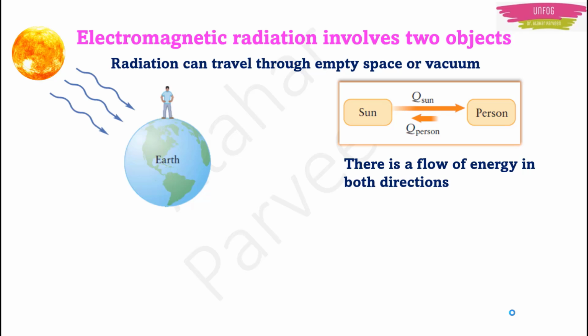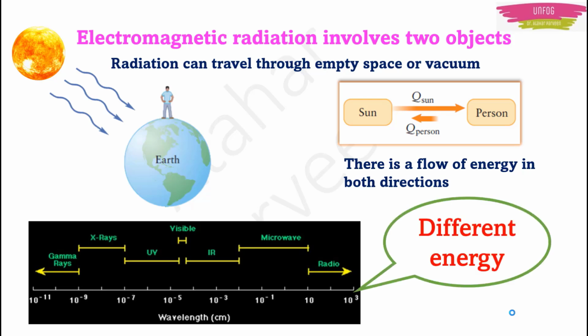Now this radiation has different forms and different types of energies. These could be gamma rays, X-rays, UV, visible, infrared, microwave or radio waves. All of these put together, we call the electromagnetic spectrum. And all these radiations are known as electromagnetic radiations. Visible light is also in this.